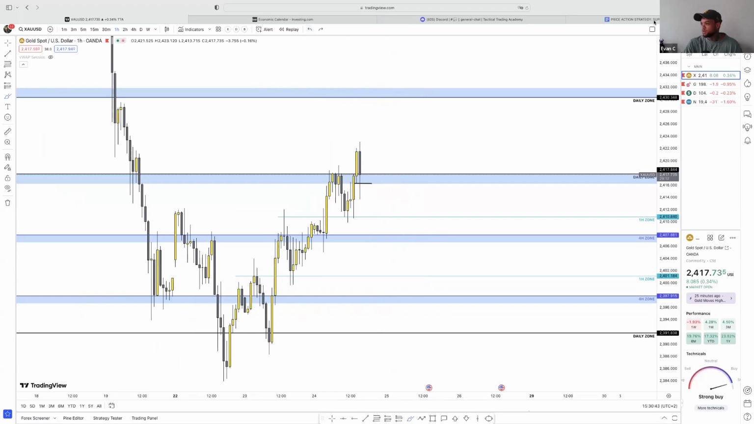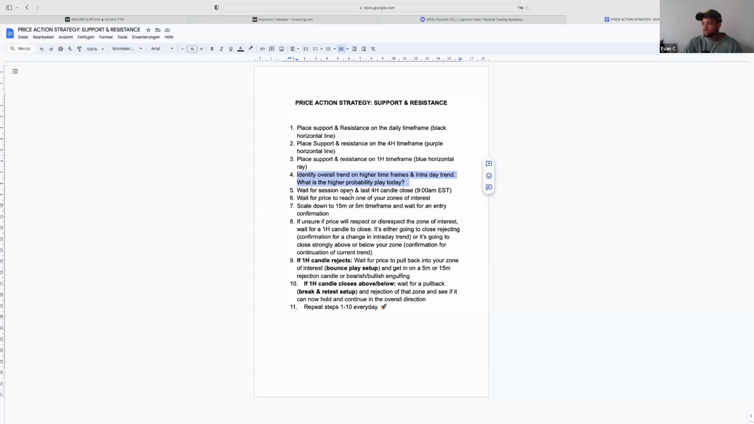So let's check out the next point here, which is wait for session open, right? Session already open at 8:30 EST. But ideally, you want to wait for the last 4 hour candle to close, which closes at 9 a.m. EST, which we also got already.